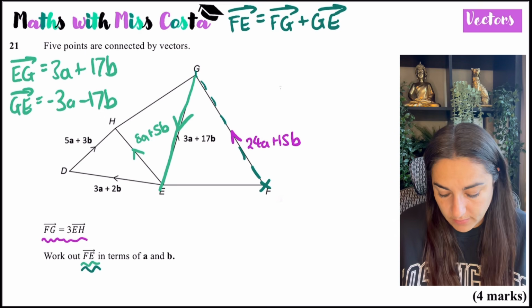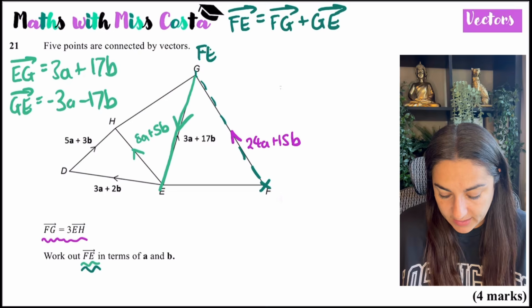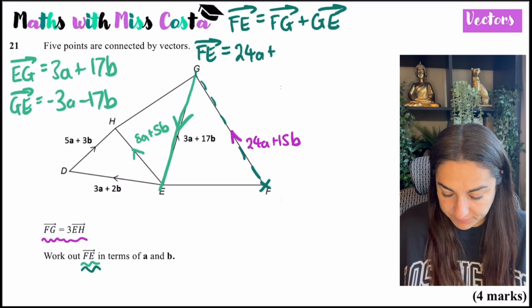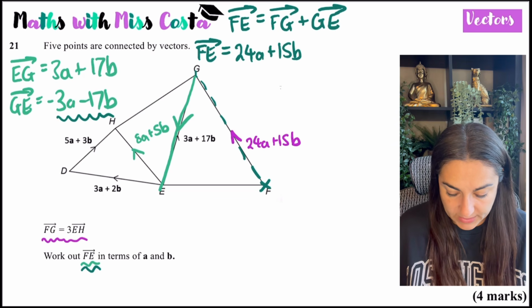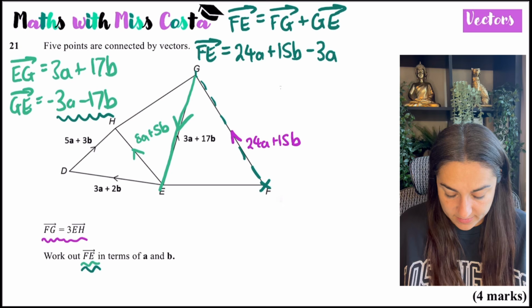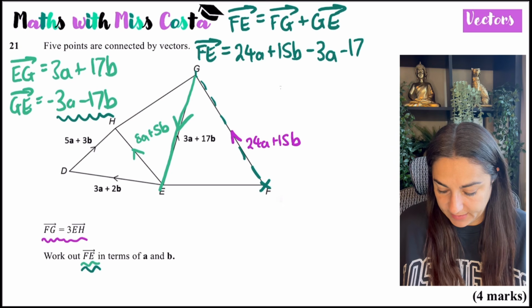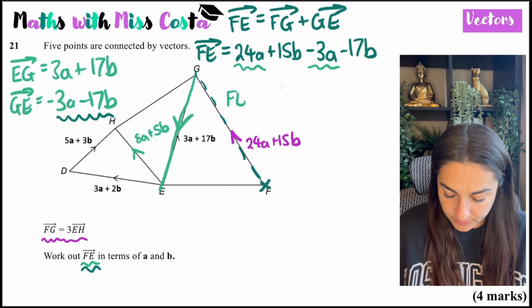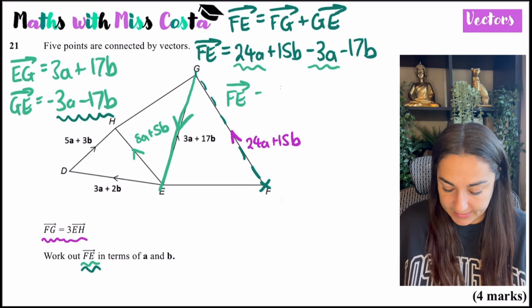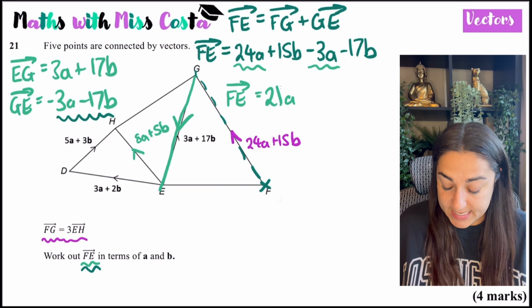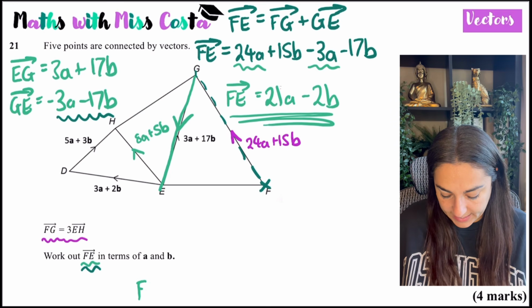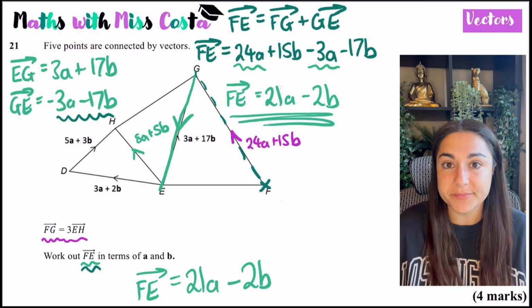So then I can take that vector journey and write out what its values are. So 24A plus 15B, and then GE is minus 3A minus 17B. So what's happening there? You've got 24A minus 3A. So 24 take away 3 is 21A, and 15 take away 17 is minus 2B. So there we've got it. The vector FE is 21A minus 2B.